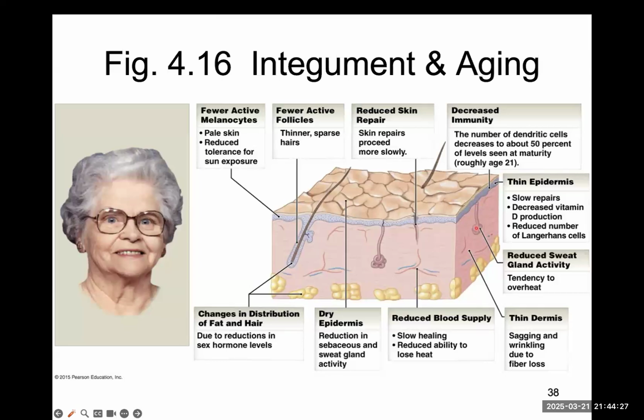If an old person gets a cut, it takes a really long time to heal. That's why your grandma or grandpa have that bandage on their hand for a month. It's because they don't have a lot of blood supply in that area, and they also lose elasticity of the collagen fibers. So the collagen fibers and elastic fibers that are found in the skin go away. If you lose elasticity, you're going to get wrinkles, and that's the reason when someone has wrinkles, it's because they lost the collagen and elasticity in the skin.